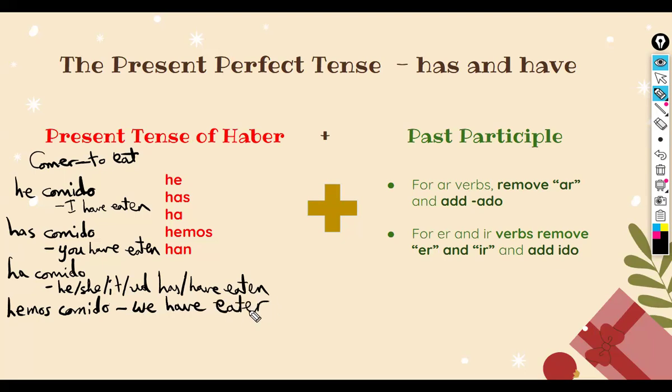So what tense is the present perfect tense? Is it a present tense or is it a past tense? Has the thing happened already? And then han comido, they or ustedes have eaten. I know it has present in the name, but when you tell somebody I have eaten, is it happening now, or has it already happened and maybe it's finished?